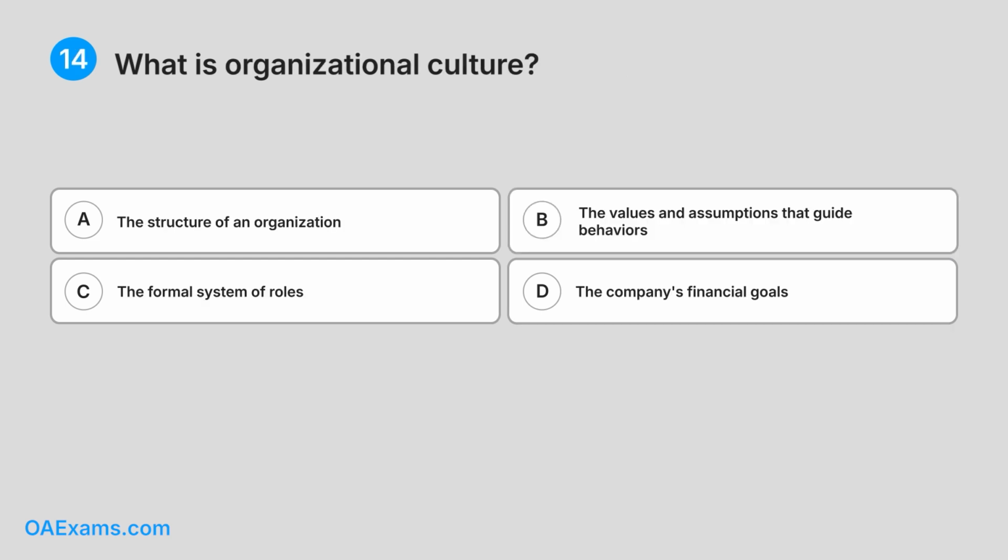14. What is organizational culture? A. The structure of an organization. B. The values and assumptions that guide behaviors. C. The formal system of roles. D. The company's financial goals. Do you know the answer?